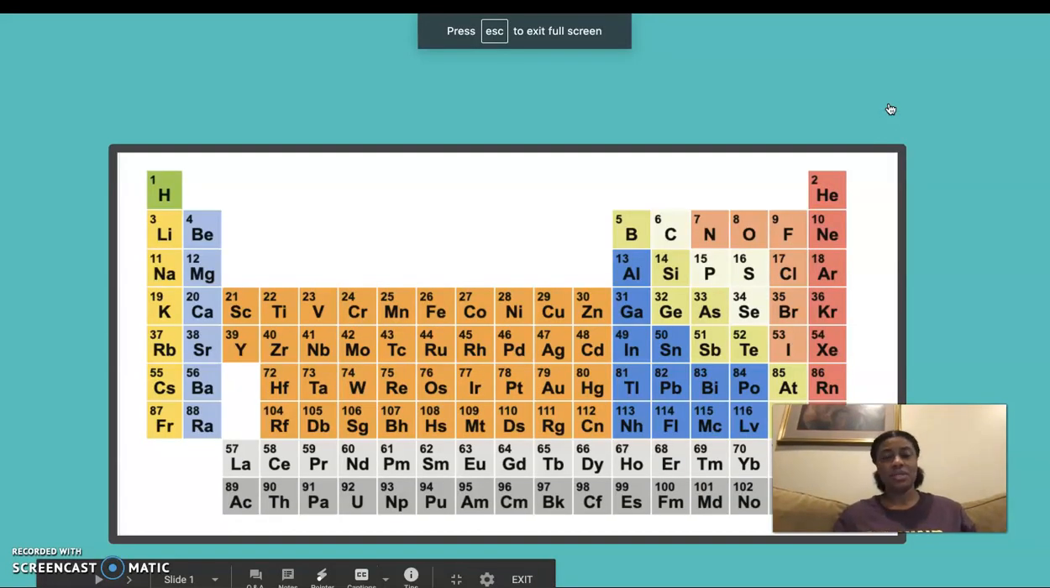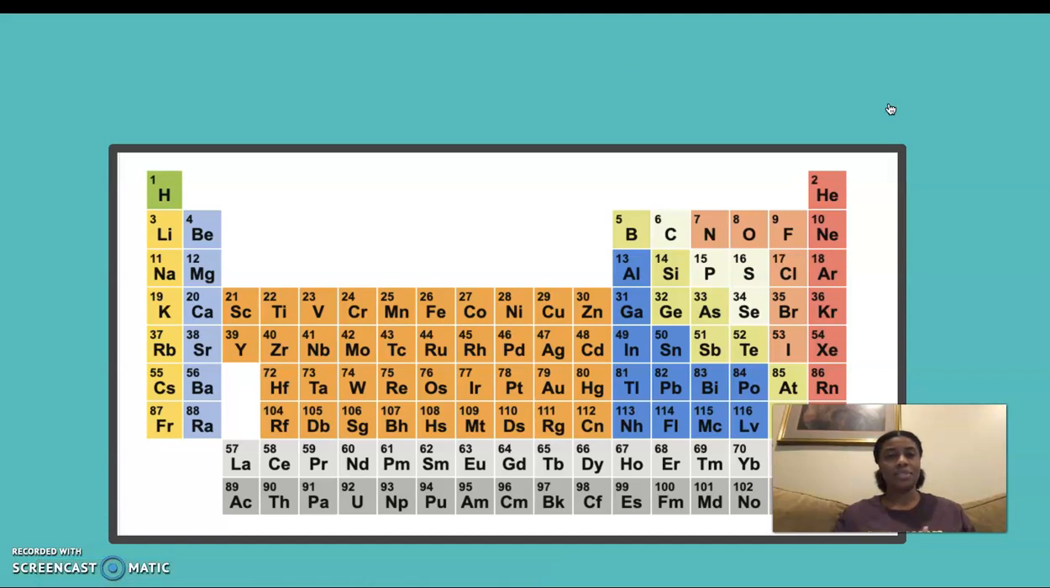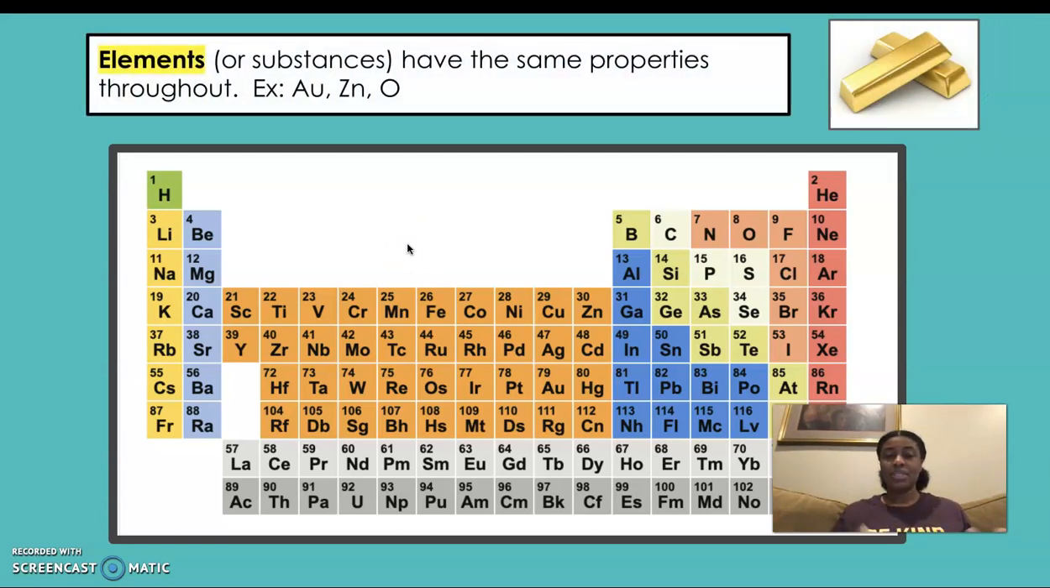Today we're going to be talking about elements, but mostly about compounds and mixtures. So we've already talked about elements, looking at the periodic table. All of these things that you see here on this periodic table, these are elements. Hydrogen is an element. Sodium is an element. Gold is an element. So elements, they're also called substances, have the same properties throughout.